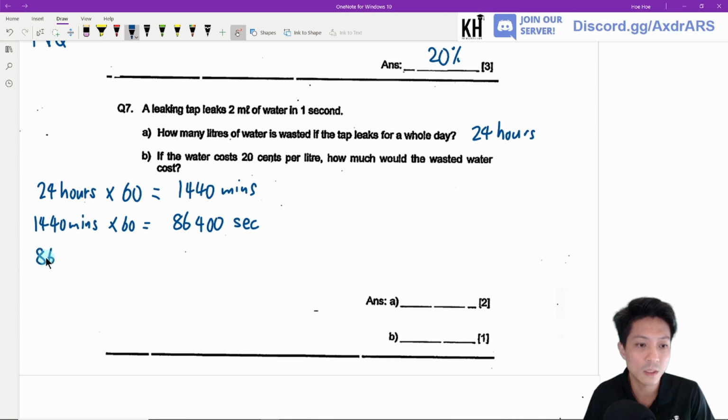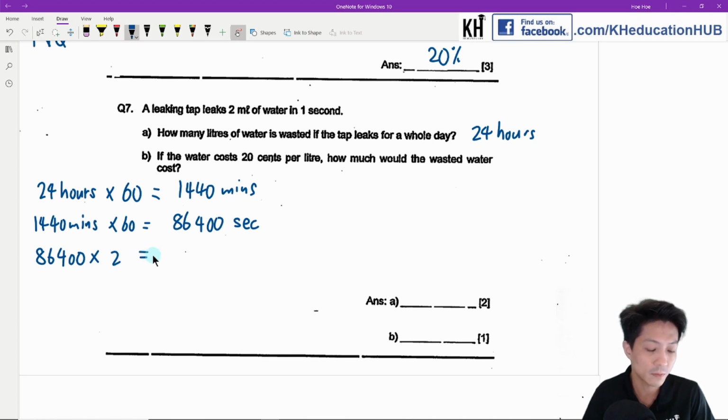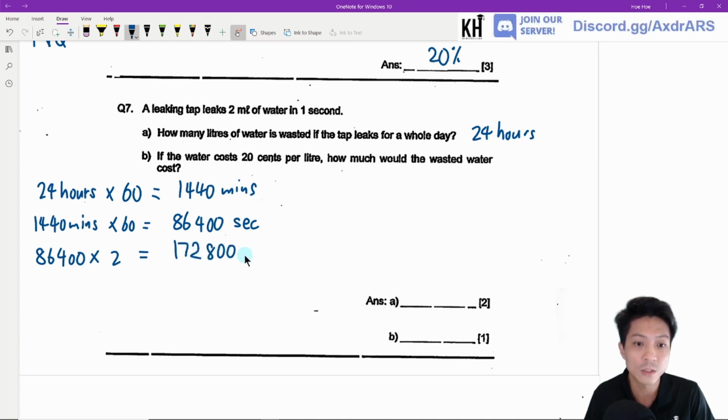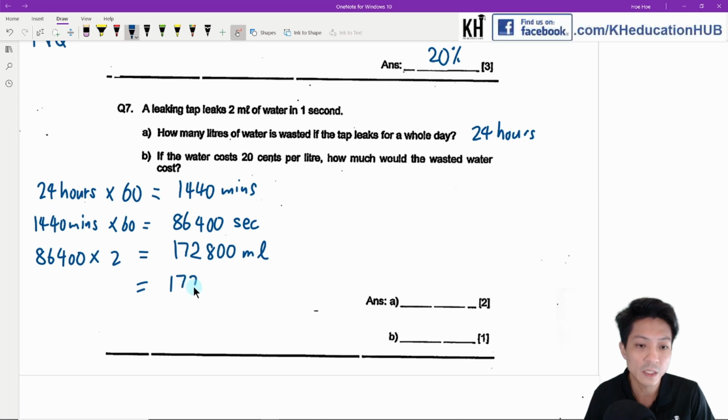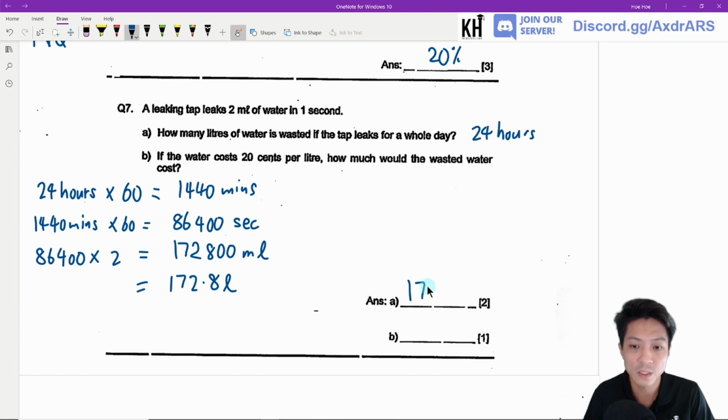Okay, so 86,400 multiplied by 2 ml will give you 172,800 ml, and if you convert it into liters, it's 172.8 liters. How many liters of water is wasted if the tap leaks for a whole day? That will be 172.8 liters.